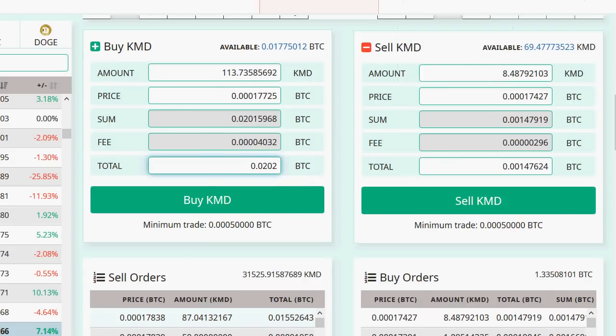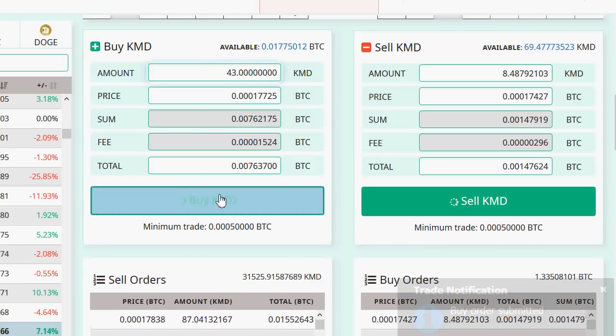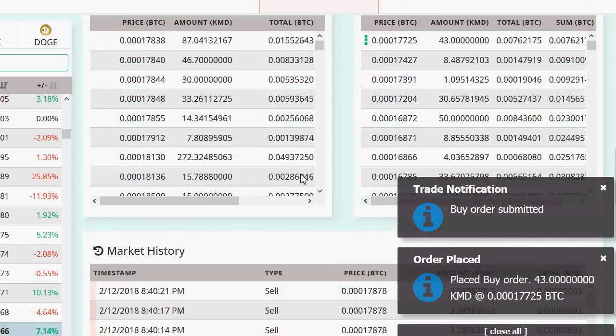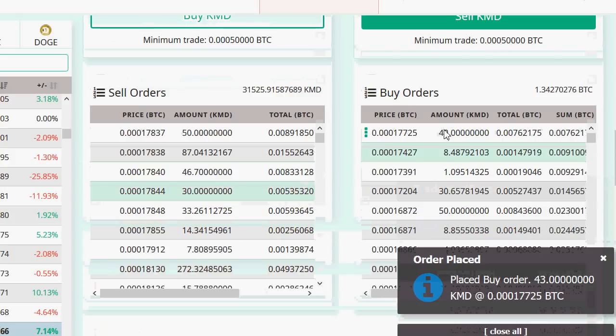For 0.0202, we're looking at wanting 113 Komodo, 70, so that's 30 plus 13, 43. And the decimals are about right. So we'll see if anyone takes this up on this offer in the first few moments. If not, I'll pause it.